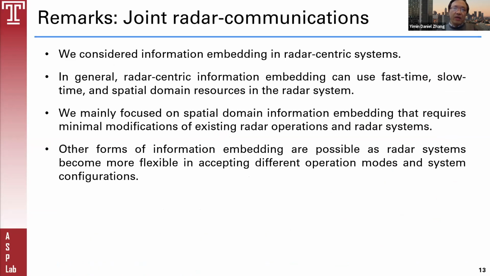So, a quick remark on the first part, joint radar communications, where we consider information embedding in radar-centric systems. In general, radar-centric information embedding can use the fast time, slow time, and spatial domain resources in the radar system. We mainly focused on spatial domain information embedding because that requires minimum modification to the existing radar operations and radar systems. However, other forms of information embedding are possible as radar systems become more flexible in accepting different operation modes and system configurations.